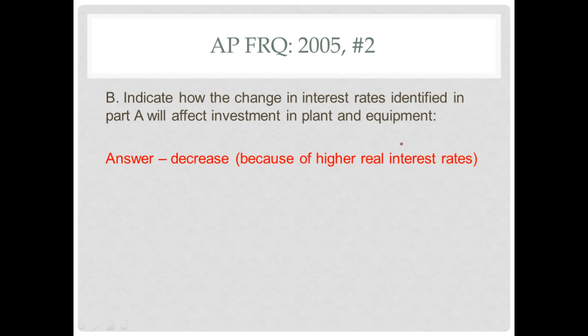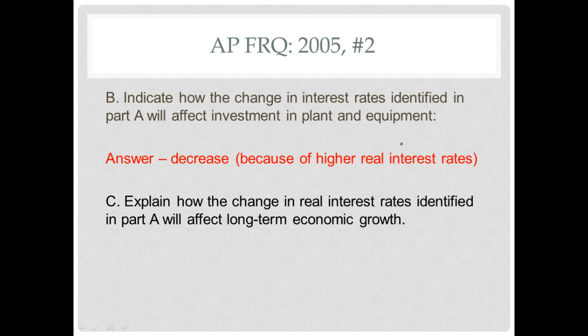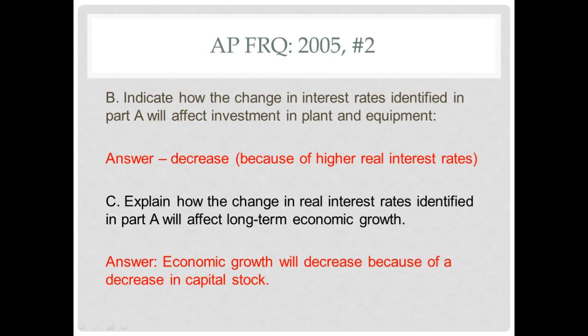All right, now to Part C. Explain how the change in real interest rates identified in Part A will affect long-run economic growth. All right, here's the key point. We have higher interest rates, and the magic word here, folks, we need to see is the word capital. And let's see what I put. Economic growth will decrease because of a decrease in capital stock. There will not be as much investment in capital because interest rates will make it more difficult to borrow the money to do that. The key word in this case is capital.